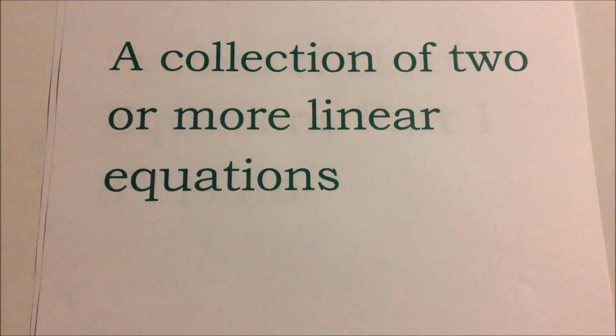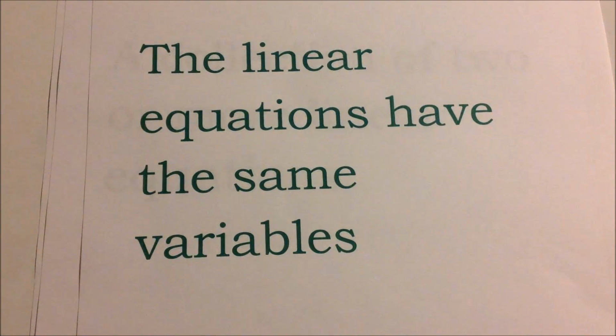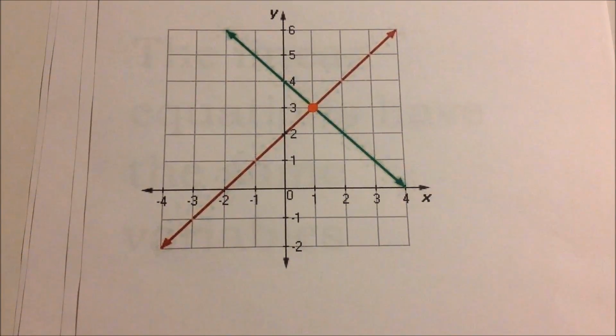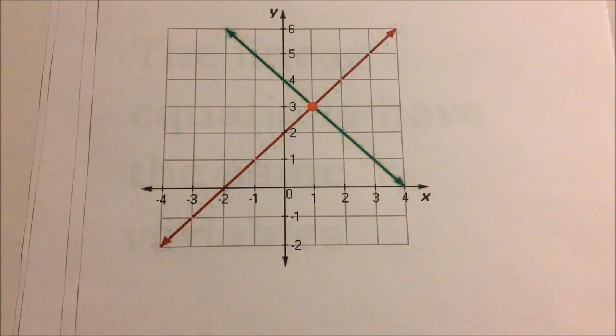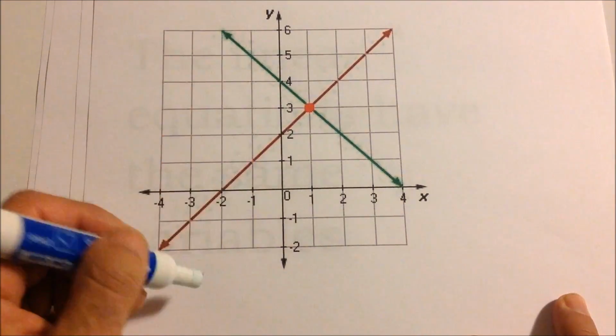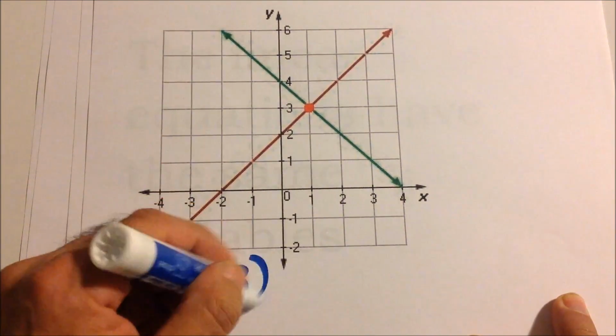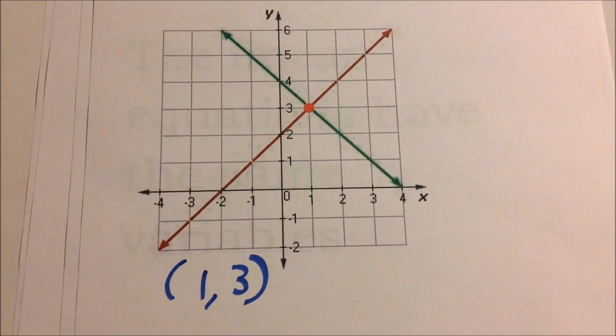So linear equations have the same variables. They have to have the same variables in a system of linear equations. So let's just look at a visual. If we have two linear equations that meet, here are two equations, and where they meet is the solution. So right here the solution would be 1, 3. 1, 3 would be the solution to these two equations. So wherever they meet is the solution.